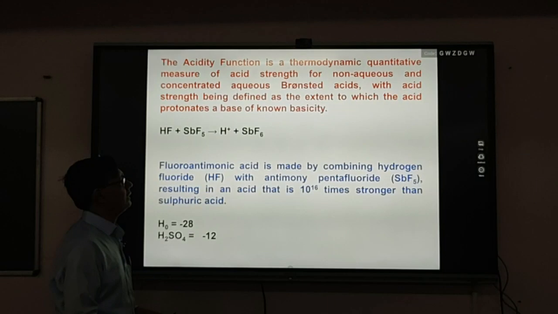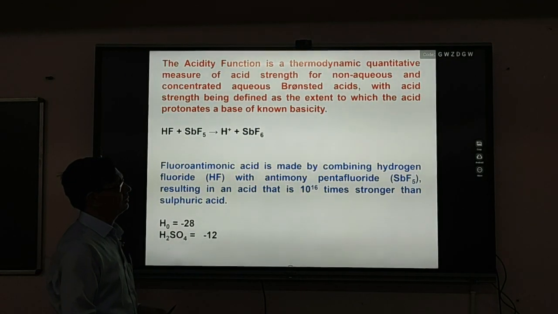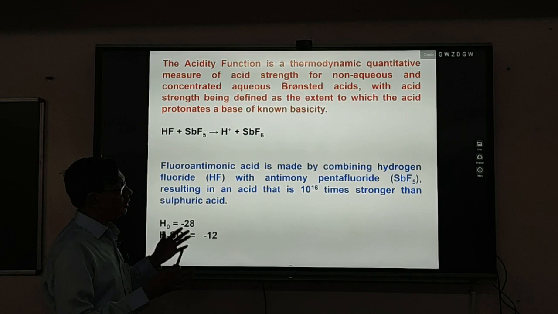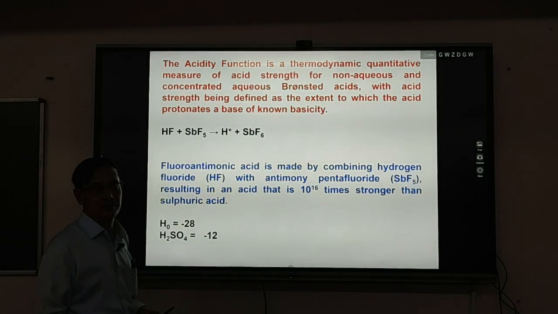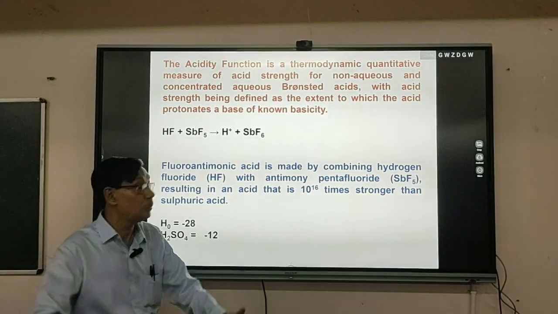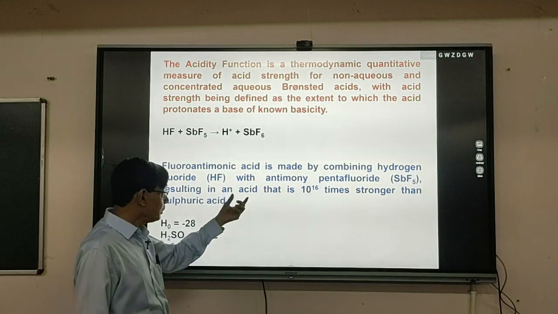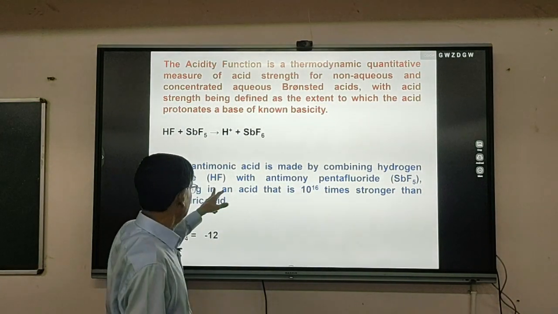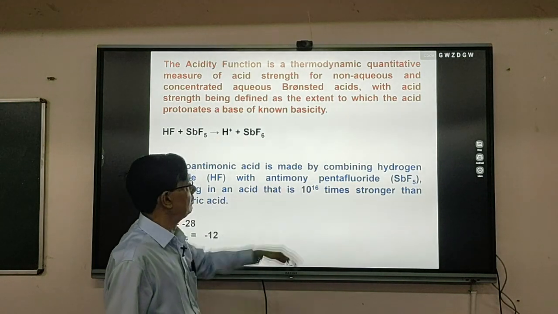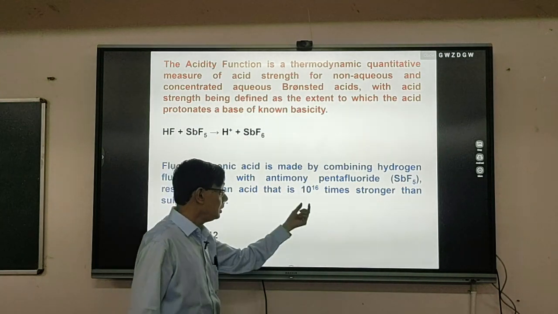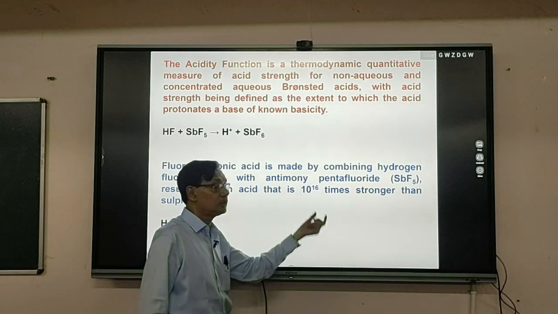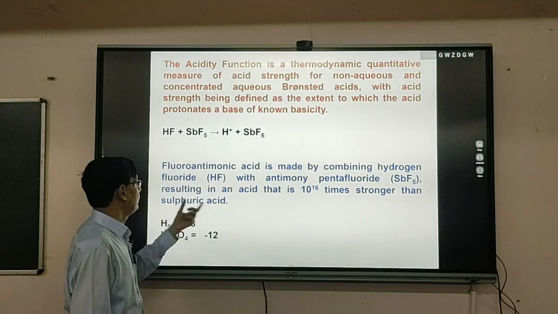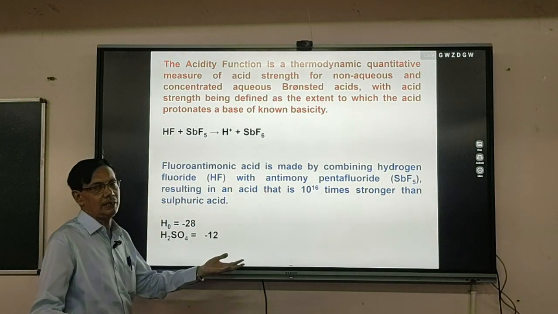Again, it is for the general knowledge question. Nowadays we are talking about superacids, and you will be surprised to know that some superacids, like a mixture of hydrochloric acid with antimony pentafluoride, are 10 to the power 16 times stronger than sulfuric acid. So how do you use the pH?